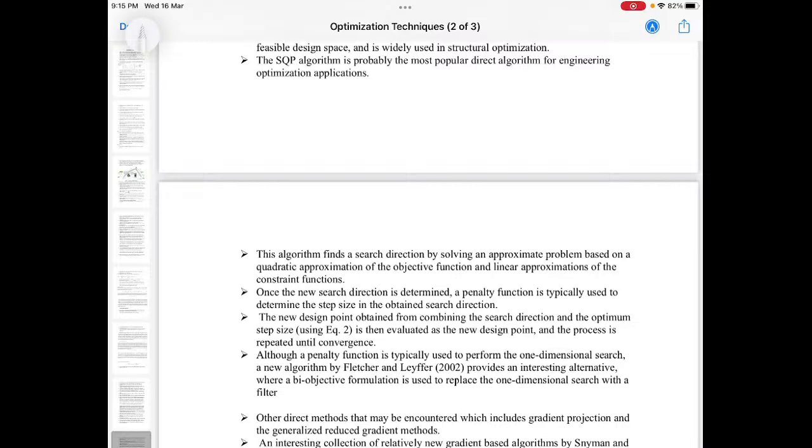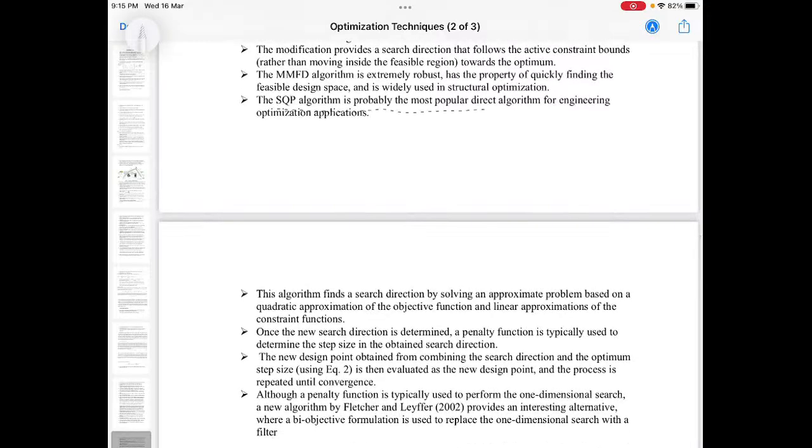So here the SQP algorithm is probably the most popular direct algorithm for engineering optimization applications, and this algorithm finds a search direction by solving an approximate problem based on the quadratic approximation of the objective function and the linear approximation of the constraint function. The two things we have already discussed are the objective function and the constraint function.